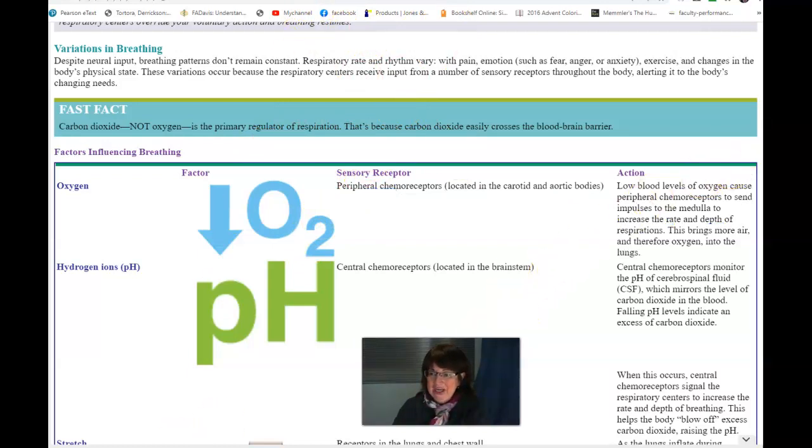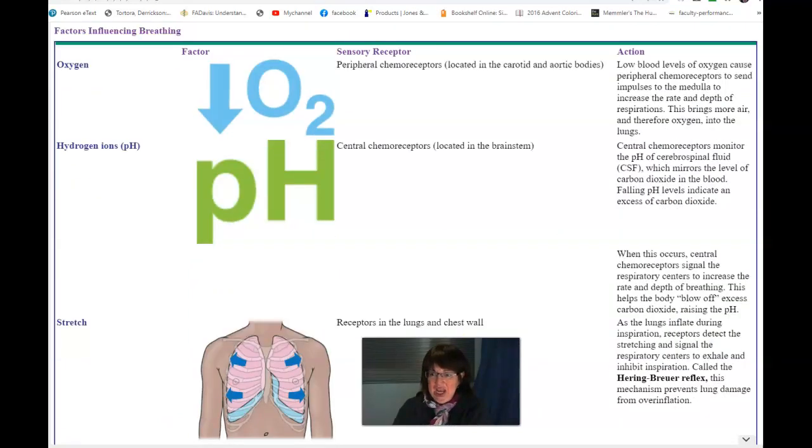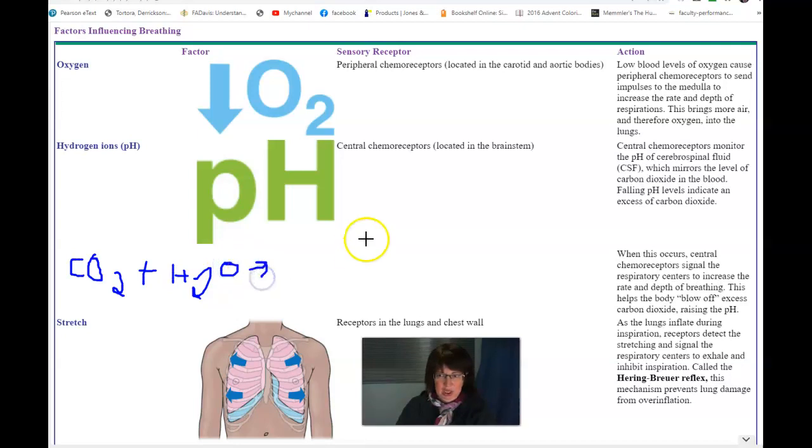Okay, the second one is pH. Now, we talked about how carbon dioxide can change the pH. Without going into too much detail, carbon dioxide will react with water, and it will create an acid called carbonic acid. Ooh, that's some pretty bad writing. Carbonic acid is H2CO3.